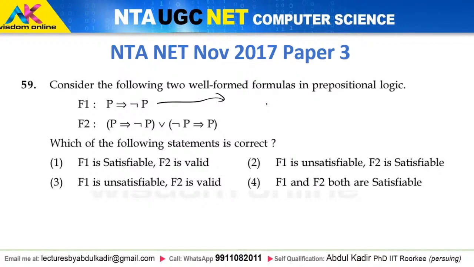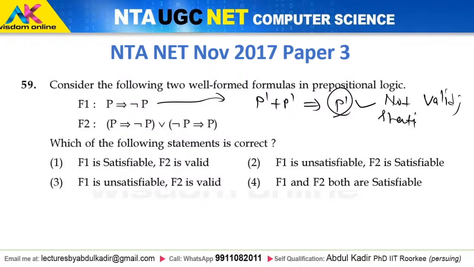Very easy. Just convert it. It will be P dash plus P dash. Finally it will be P dash. So what is this P dash? It is a contingency, right? P dash is contingency. So basically this is not valid. You can see this is not a tautology. So this is not valid, but this is satisfiable because this is a contingency.